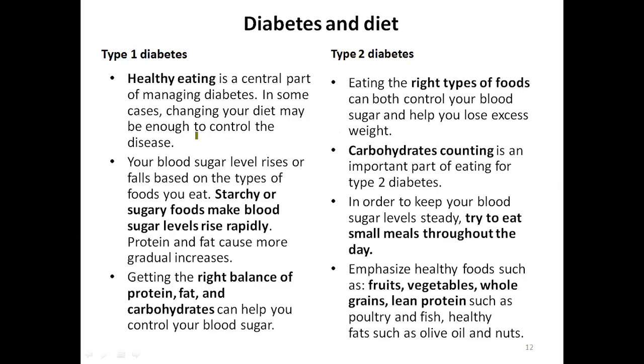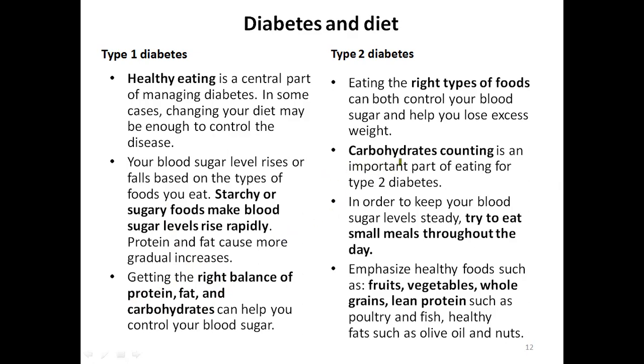Now, through diet, we can control diabetes. For type 1 diabetes, the person has to reduce the intake of sugar into the body and control the blood sugar level. To do that, he has to avoid starchy or sugary foods and make sure the blood sugar level does not spike up rapidly. The diet should contain protein, fat, and carbohydrates in the right balance.